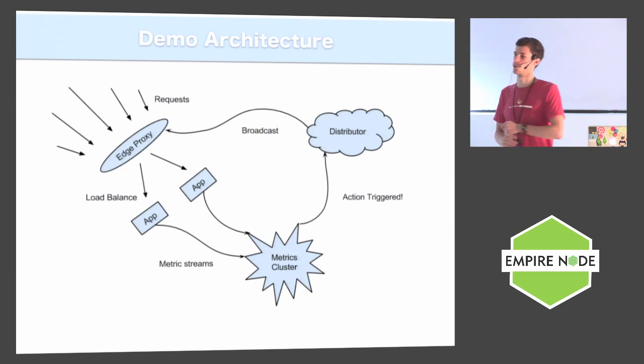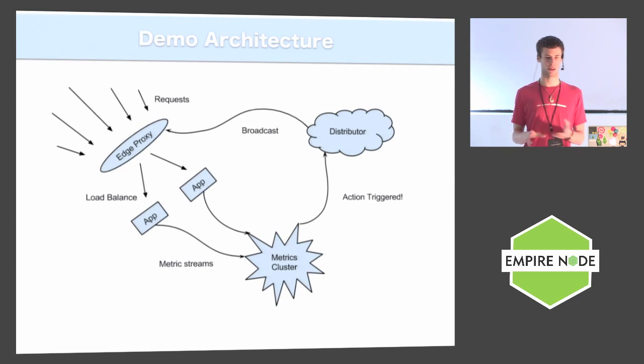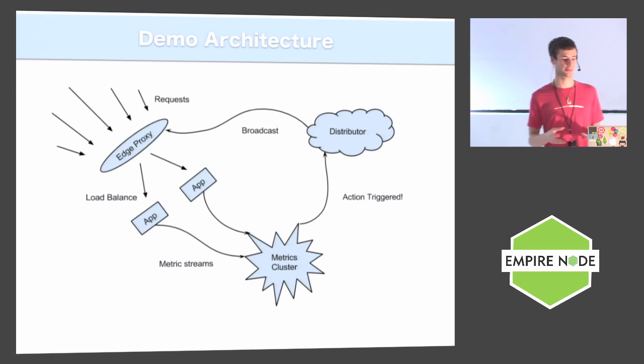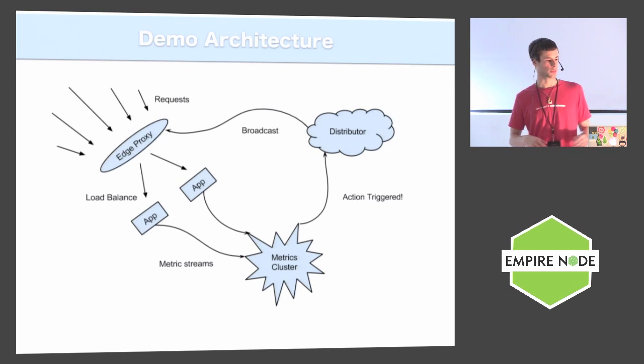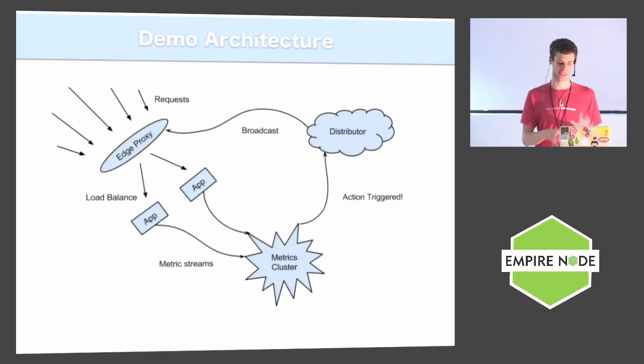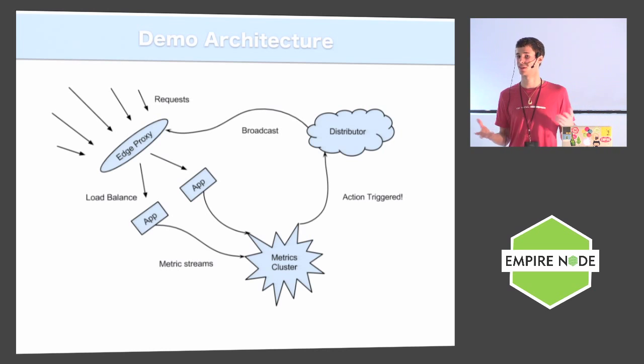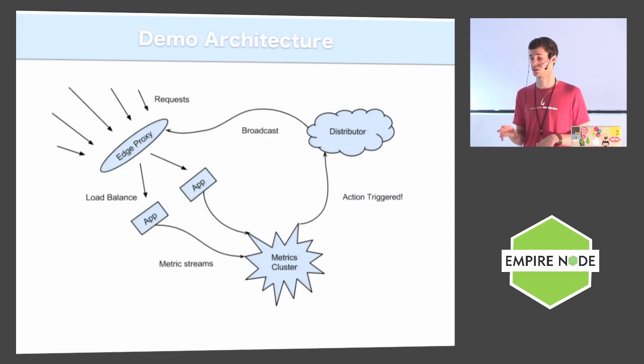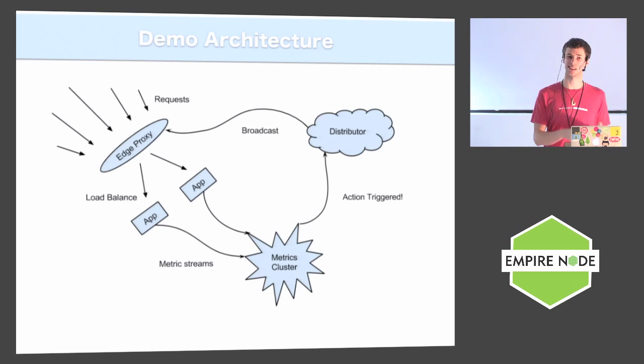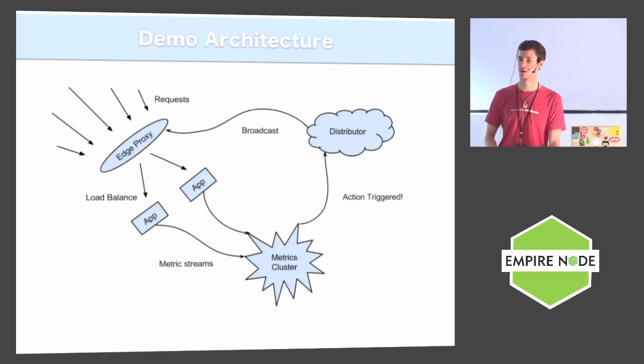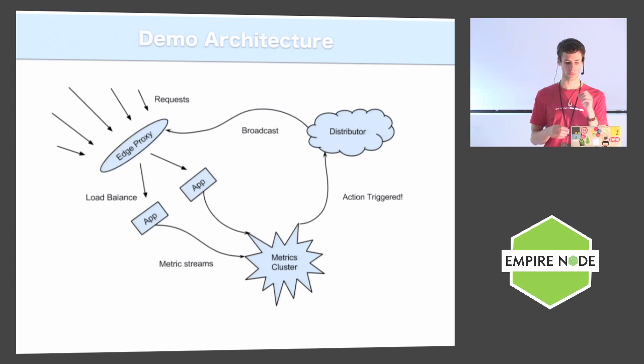So now I have a little demo for you guys. And first I want to explain the architecture of this demo. So one piece is this edge proxy. Think about this as just a load balancer. It has one application it's sending requests to, and it's just doing round robin load balancing. Nothing too special. And each one of these applications is talking to a metrics cluster, or in this case, just a single metrics monitoring process.